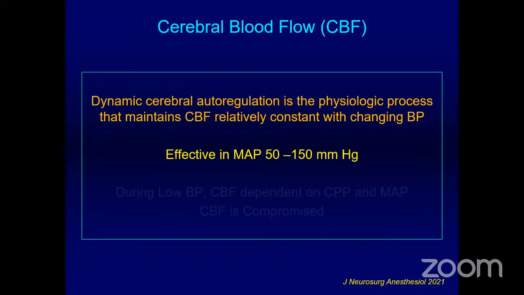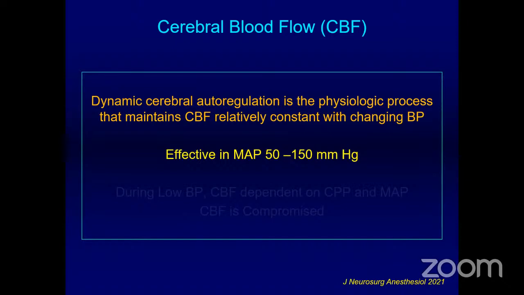Now, the basic principle is that dynamic cerebral autoregulation is a physiological process that maintains the cerebral blood flow relatively constant with a change in the blood pressure. So even with the mean arterial pressure going down to as low as 50 or increasing as high as 150, the tendency of the brain is to maintain a constant cerebral blood flow so that the milieu in the brain is not affected.